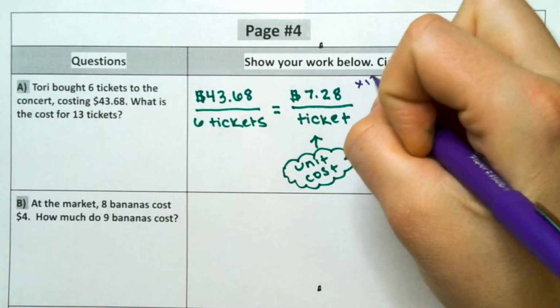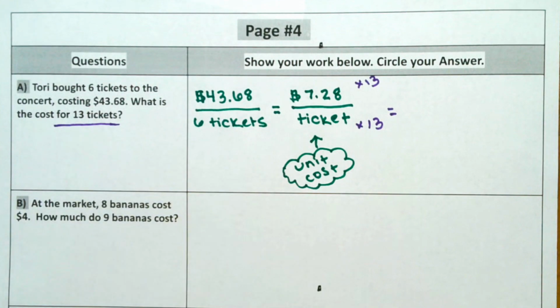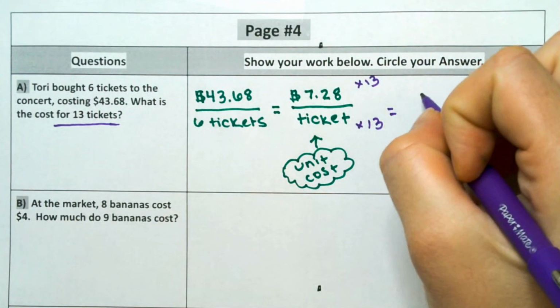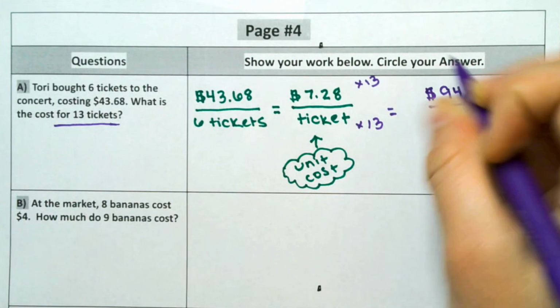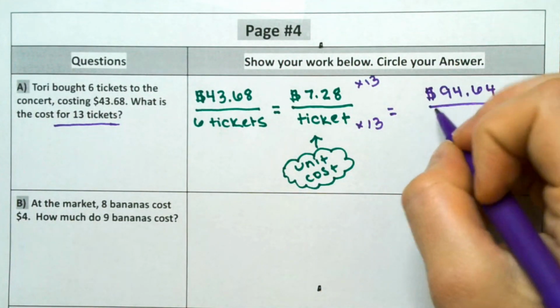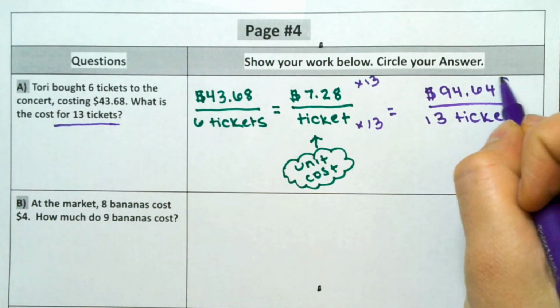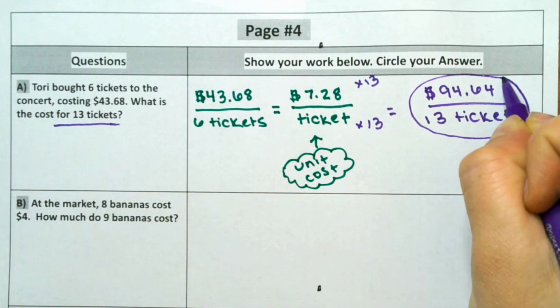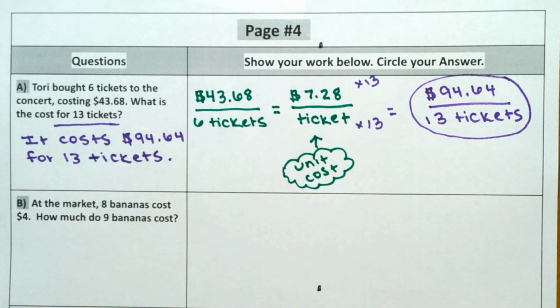So I'm going to multiply our numerator and denominator by 13 because we want to know the cost of 13 tickets. 7.28 times 13 is 94.64. And then one ticket times 13 is 13 tickets. We'll circle our answer, and then I'm going to write a sentence under A. It costs $94.64 for 13 tickets.